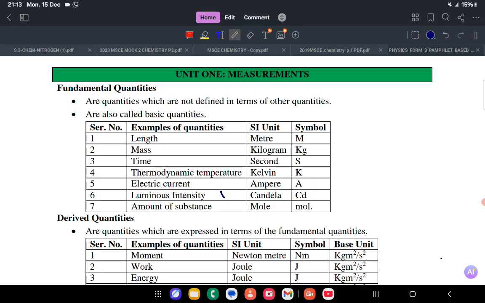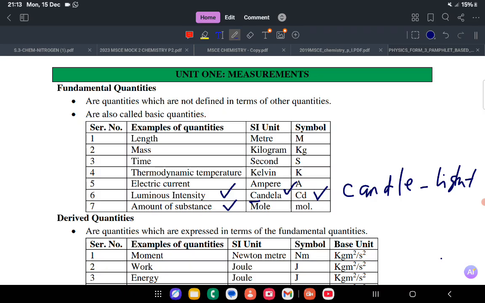And then we have luminous intensity, which is the amount of light being produced by a body. So this is measured in units called candela. It is the same word from which we get the word candle. Candle means light. Okay, so candela means light. In short, it is cd.